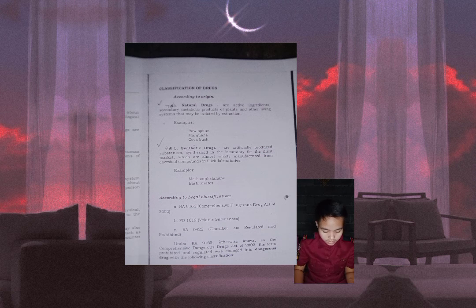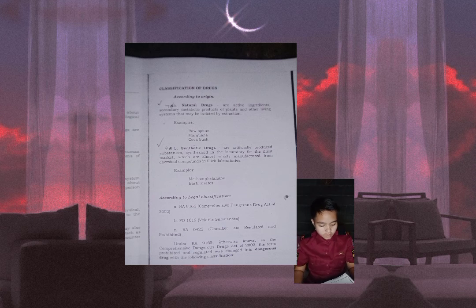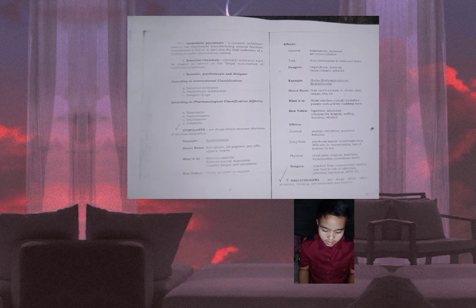According to legal classification, under RA 9165, otherwise known as the Comprehensive Dangerous Drugs Act of 2000, the term prohibited and regulated was changed into dangerous drug in the following classification. Next is immediate precursors: a chemical substance used in the clandestine manufacturing process that becomes incorporated in full or in part in the final molecules of a substance under international control. Number 2, essential chemicals: chemical substances used as reagent or solvent in the illegal manufacture of controlled substances.